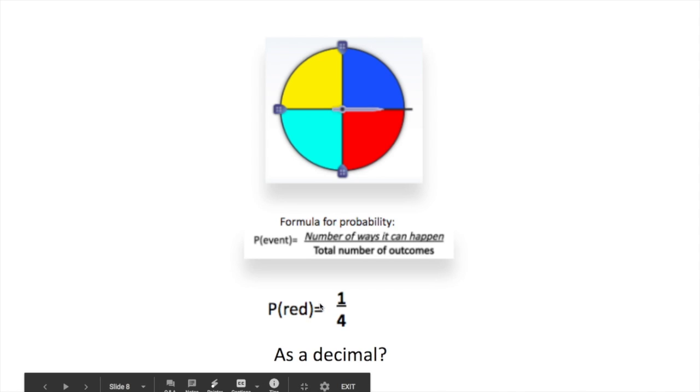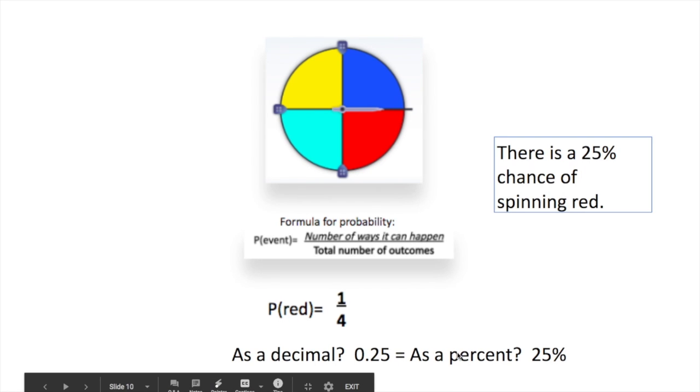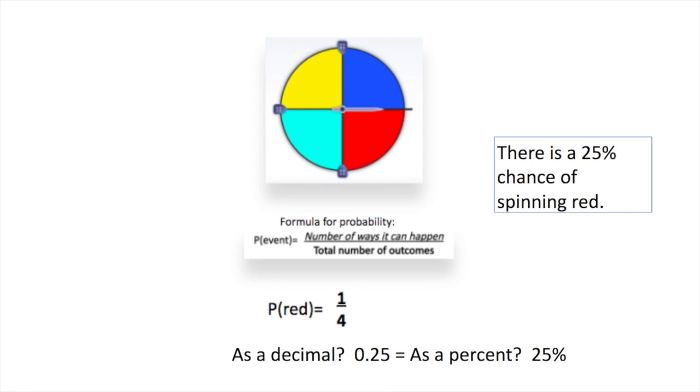So 1 over 4 as a decimal would be 0.25, and as a percent, it would be 25%. So we can say that the theoretical probability of landing on red is 25%. There is a 25% chance of spinning red.